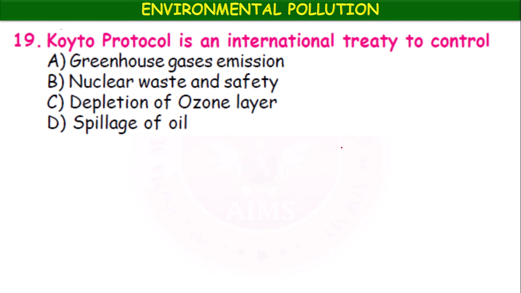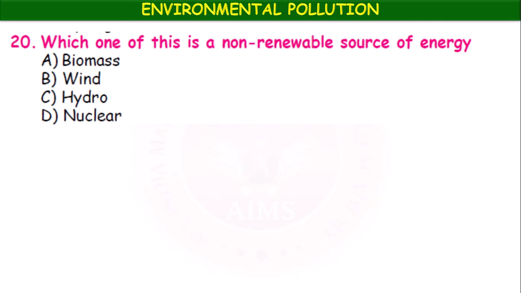Kyoto Protocol is an international treaty to control greenhouse gases emission, nuclear waste and safety, depletion of ozone layer, spillage of oil. Which one? Greenhouse gases emission. Kyoto Protocol. Which one of these is a non-renewable source of energy? Biogas, wind, hydro means water, nuclear. Non-renewable. Okay, nuclear power is non-renewable.